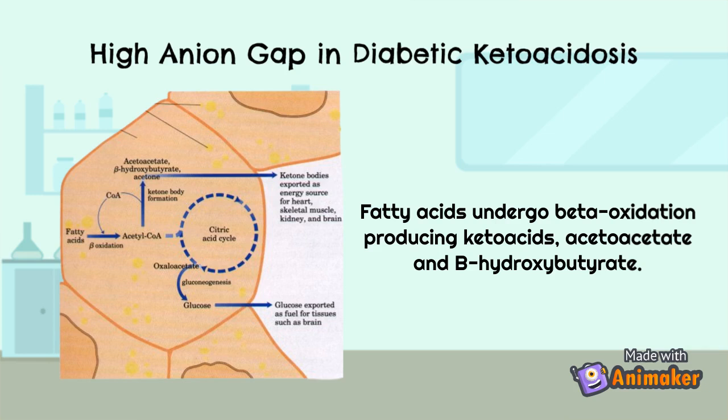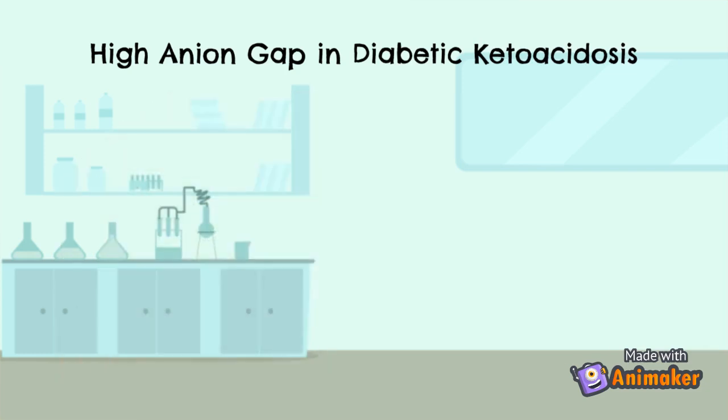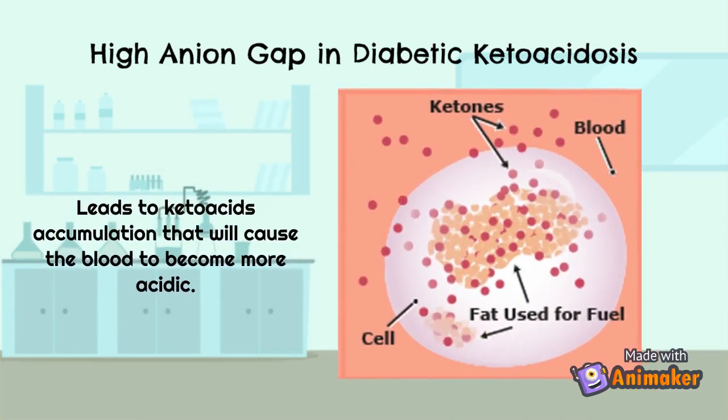This process will produce keto acids, acetoacetate, and beta-hydroxybutyrate. Eventually, it will lead to keto acid accumulation that will cause the blood to become more acidic, that is known as ketoacidosis, and become the reason for the high anion gap in diabetic ketoacidosis patients.